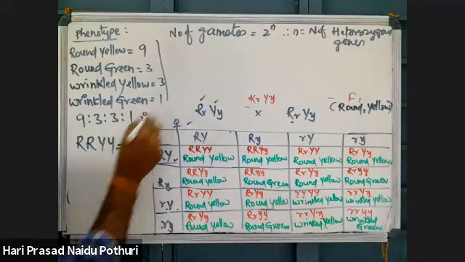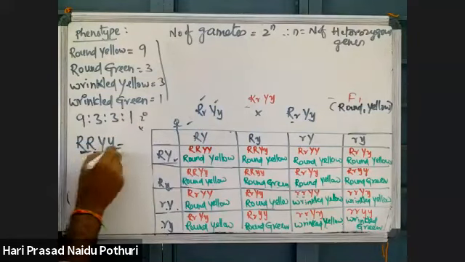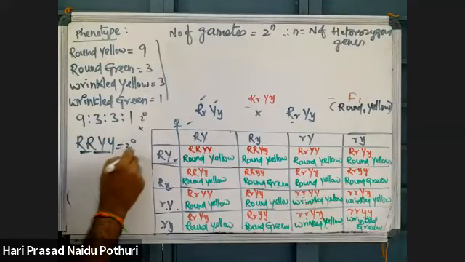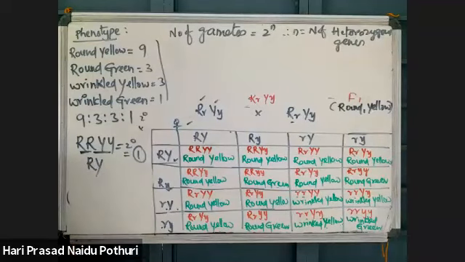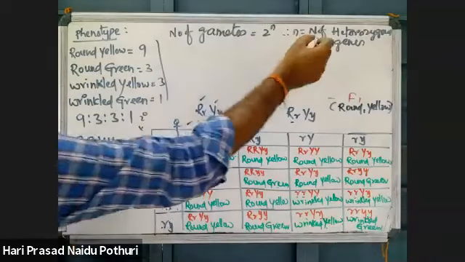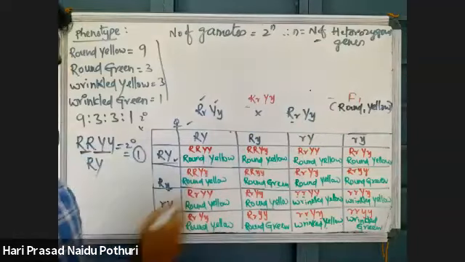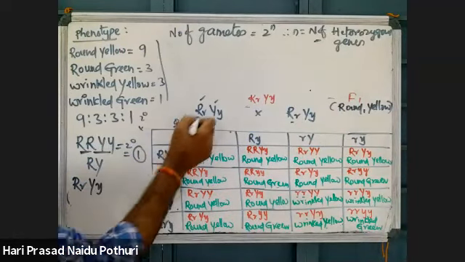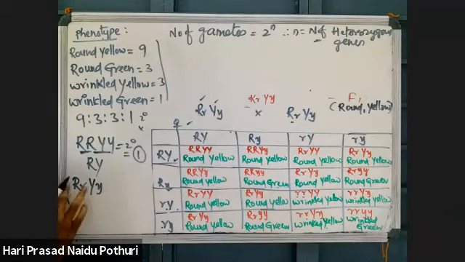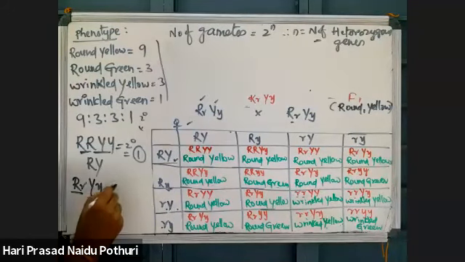How many heterozygous? Both are homozygous. 2 power 0, so one gamete will form. Capital R, capital Y, and similarly small r, small y, also form only one gamete. But if you see F1, capital R, small r, capital Y, small y, how many heterozygous conditions are there? This is a heterozygous gene, this is a heterozygous gene.